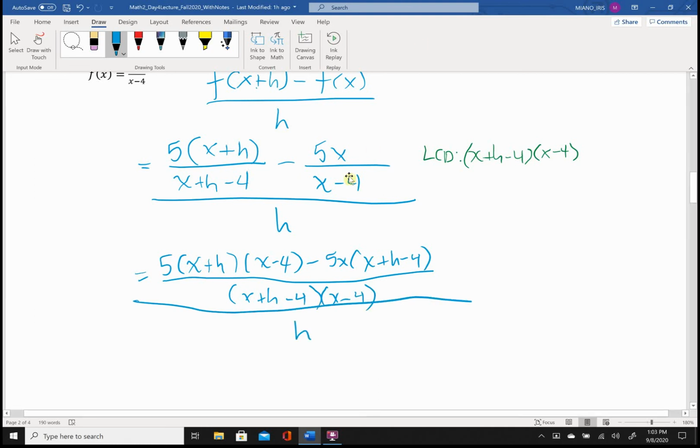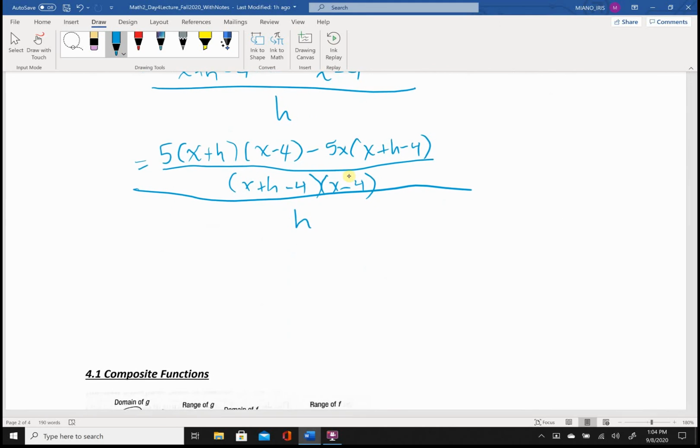Okay, so then we will need to do a lot of multiplication here and here, and then in the next step we'll be able to cancel a bunch of stuff out, and then we'll divide by an h, which I'll do in a very particular way, so hopefully that'll all make sense and feel good. Here we go. Distributing the 5 over the x plus h, x minus 4, I am left with 5x squared minus 20x plus 5hx minus 20h.